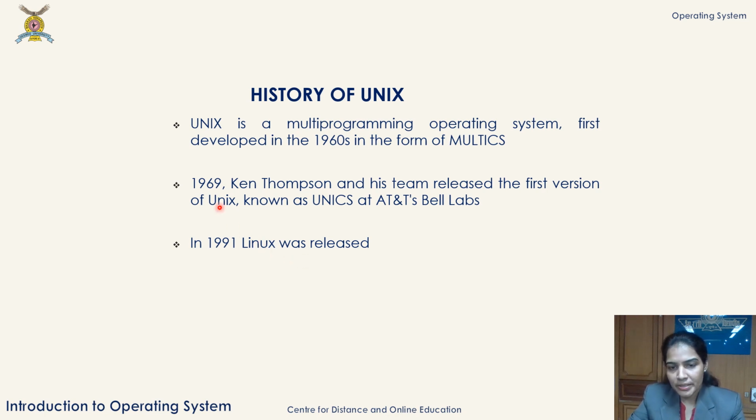When you talk about Unix, it basically has a CLI, command line interface, and when you talk about Linux, it has a graphical user interface. There are many different versions of Unix available, like Sun Solaris, GNU/Linux and Mac OS.